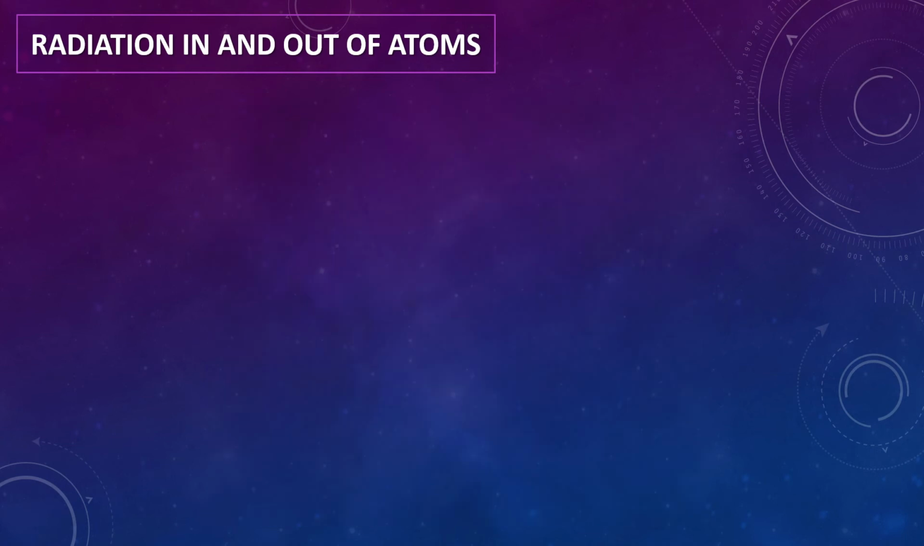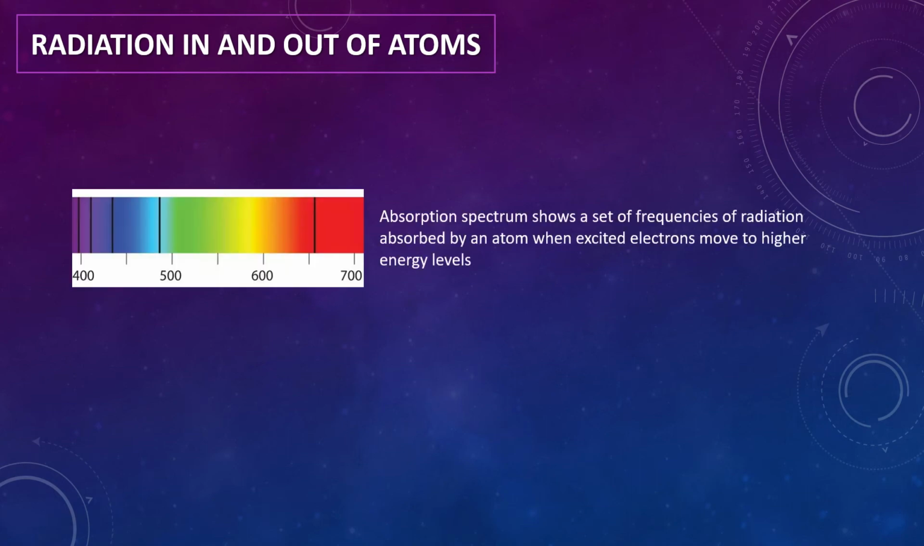When light of all frequencies is passed through some hydrogen gas, some frequencies are absorbed. An absorption spectrum shows a set of frequencies of radiation absorbed by an atom when excited electrons move to higher energy levels. So as we know, photons can come in and excite electrons so they go to higher energy levels. But when a photon has enough energy, and it's the specific right energy, it can completely remove the electron from the atom, ionizing the atom, which is what occurs during radiation, because radiation is made up of photons.